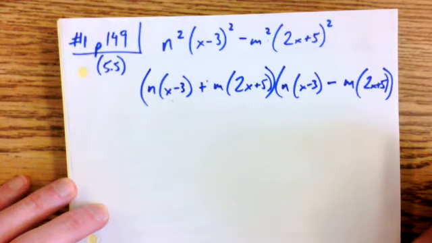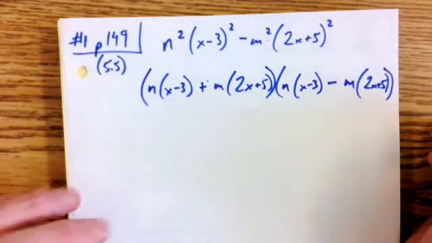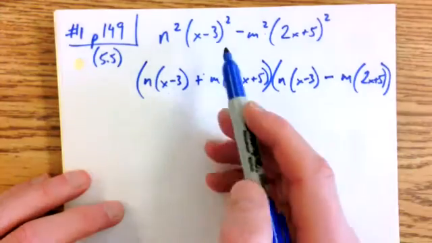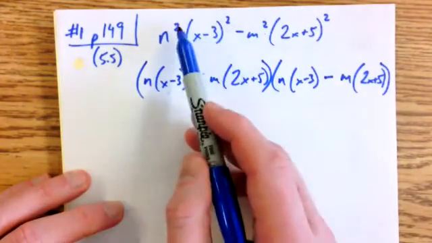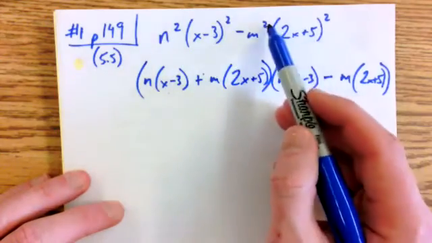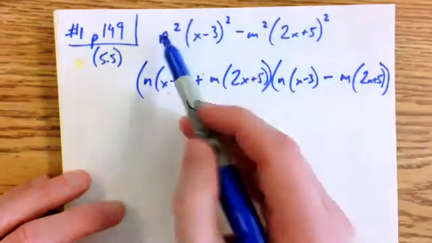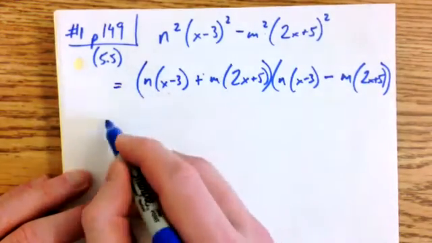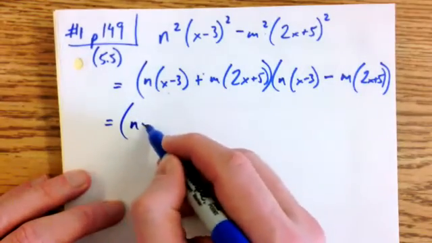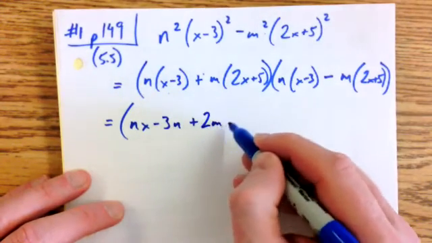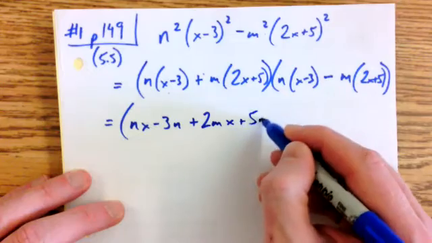It just makes it way easier, way quicker. The substitution would take extra time. If you can see it, all we're doing is halving these exponents. If these were 4s, then they would be 2s over here, and so on. And now I just reconcile the brackets. N times x minus 3 is nx minus 3n plus 2mx plus 5m.